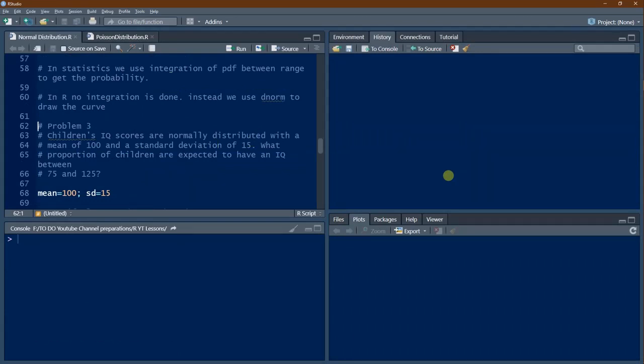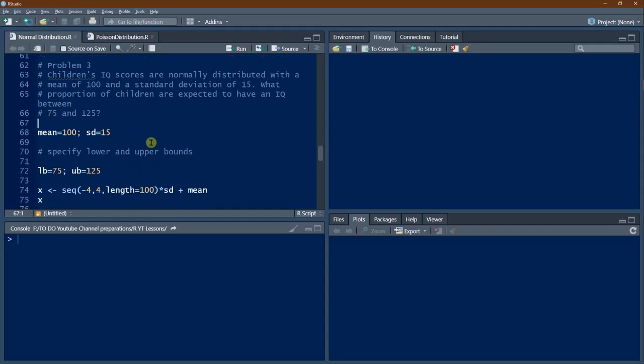So now we will move on to the third problem. Here the children's IQ scores are given. Basically they are normally distributed with a mean of 100 and standard deviation of 15. The question is, what proportion of children are expected to have an IQ between 75 and 125? This is similar to what we did earlier. Only thing is I will do it a little bit elaborately.